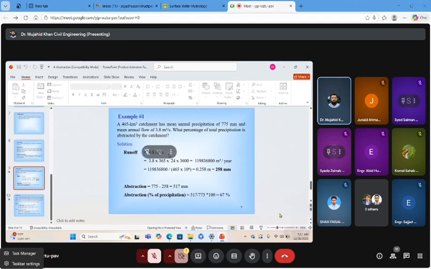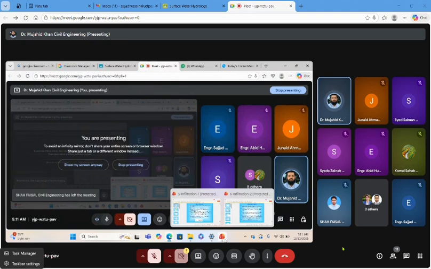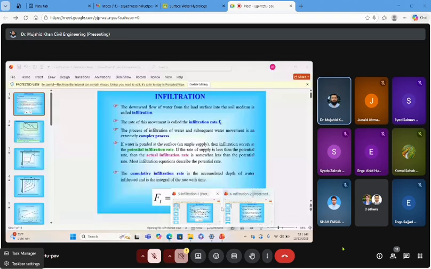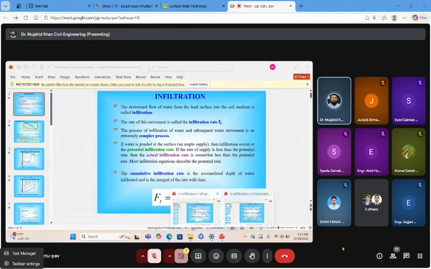These are examples that we have already discussed in the water balance, the mass balance equation: inflow minus outflow equals change in storage. So there is no need to calculate here; you can go through these examples for understanding. This was the general introduction to abstractions. Now we will start with infiltration.